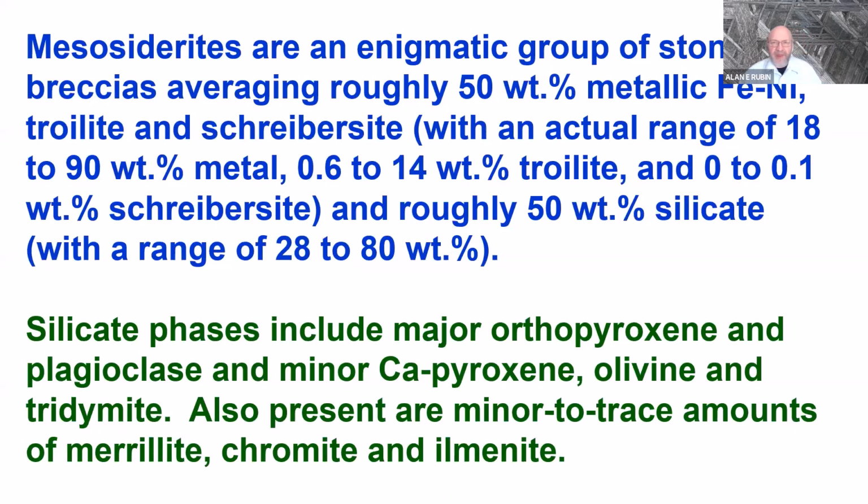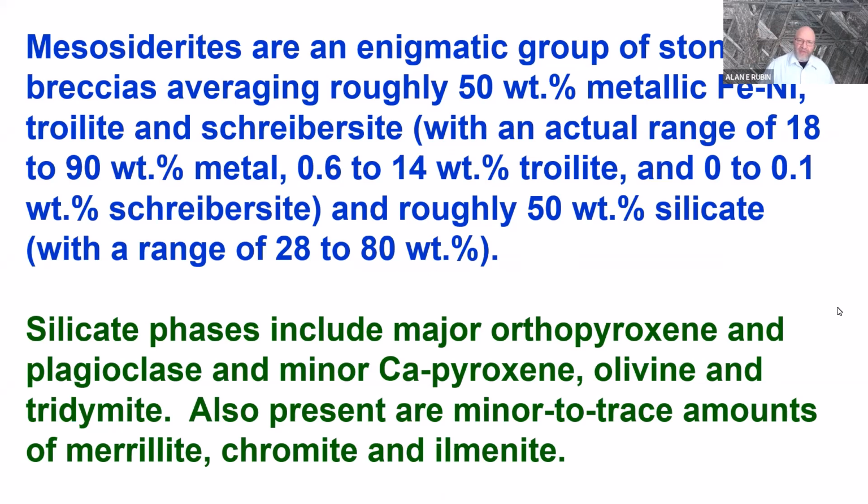Okay, on to mesosiderites. Mesosiderites are an enigmatic group of stony iron breccias, averaging roughly 50 weight percent metallic iron nickel, troilite, and schreibersite, but the actual range of metal is about 18 to 90%. The troilite ranges from about 0.6 weight percent to 14 weight percent, and there's only a little schreibersite altogether.